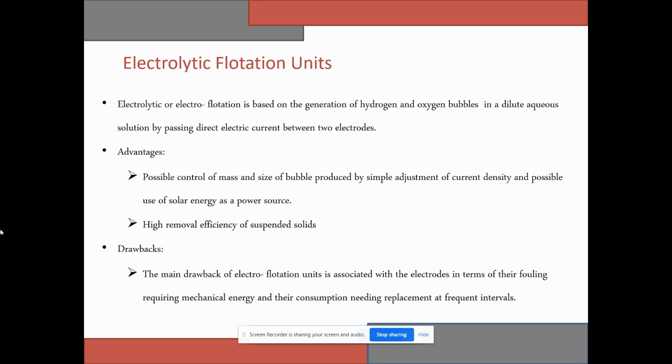Moving on, electrolytic flotation units. Electrolytic flotation is the electrochemical version of traditional dissolved air flotation. It is characterized by its mechanism of oxygen and hydrogen bubble formation due to water electrolysis. Advantages and disadvantages of electrolytic flotation units are mentioned in the slide.